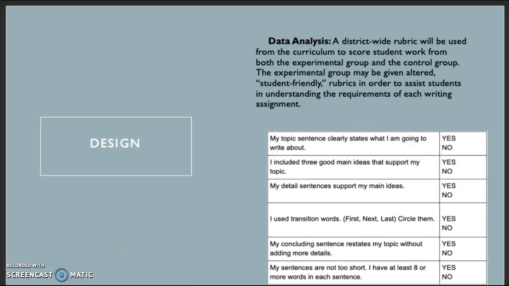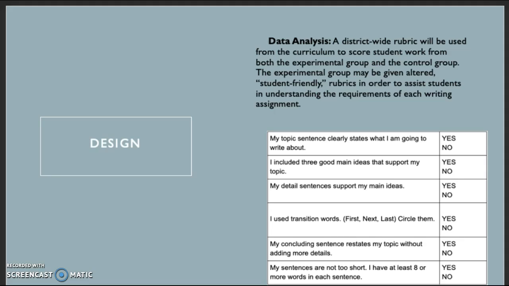Data analysis. The district-wide rubric is seen below. The success criteria are included below. My topic sentence clearly states what I'm going to write about. I included 3 good main ideas that support my topic. My detail sentences support my main ideas. I use transition words such as first, next, and last, and circled them. My concluding sentence restates my topic without adding more details. And finally, my sentences are not too short. I have at least 8 or more words in each sentence.